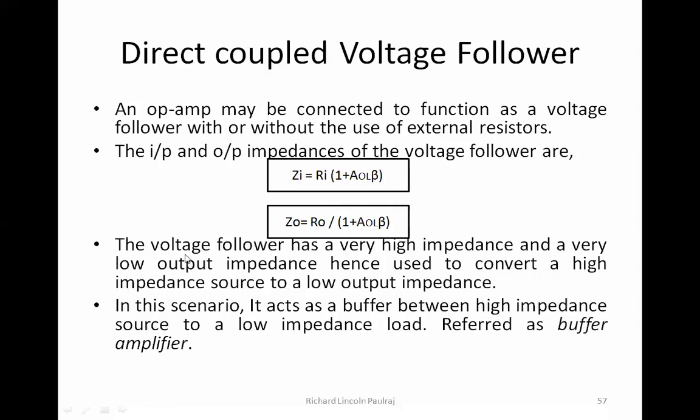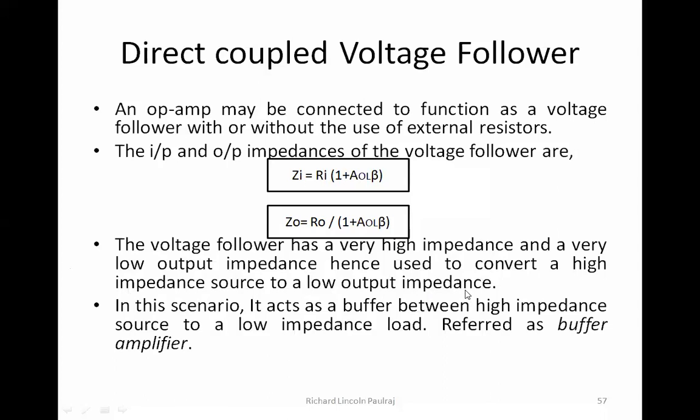Right. The voltage follower has a very high input impedance. Now we have seen the property of an op amp, right? It has a very high input impedance and a low output impedance. So in fact, an op amp is following the concept of a voltage follower, isn't it? So the property of an op amp is nothing but the property of a voltage follower. It has a low output impedance, and it is used to convert a high impedance source to a low output impedance. So this voltage follower can also be used as a converter.